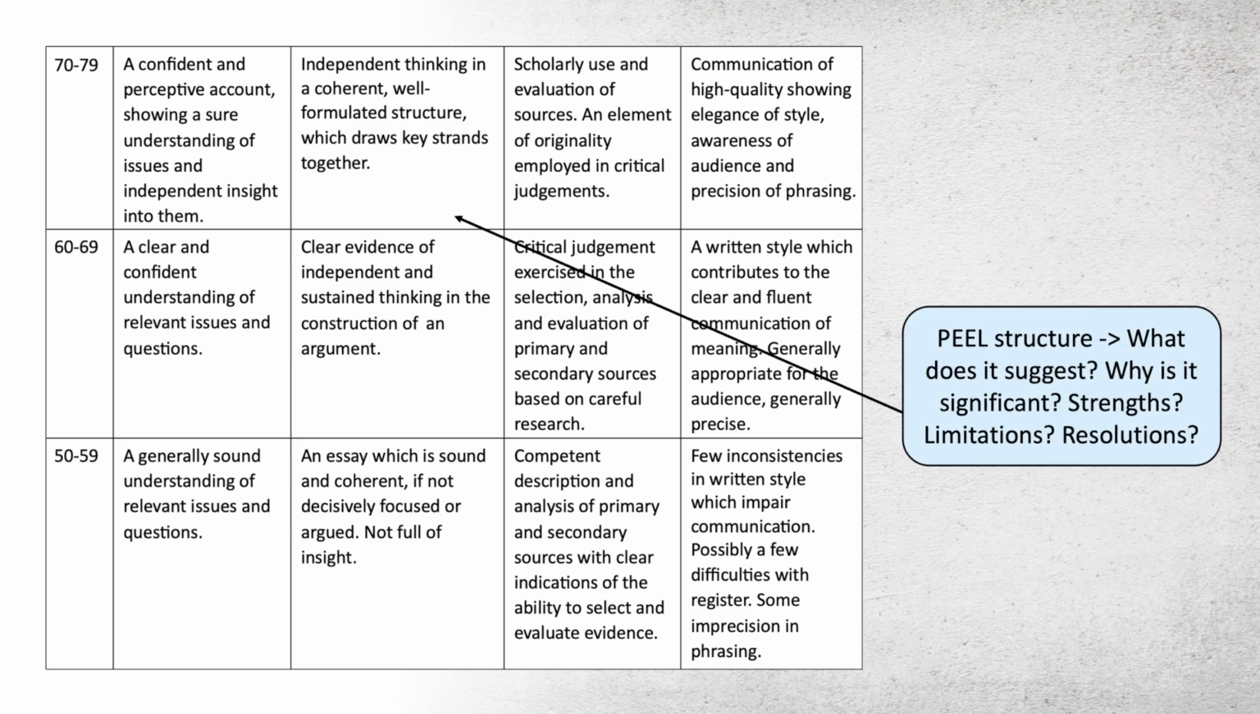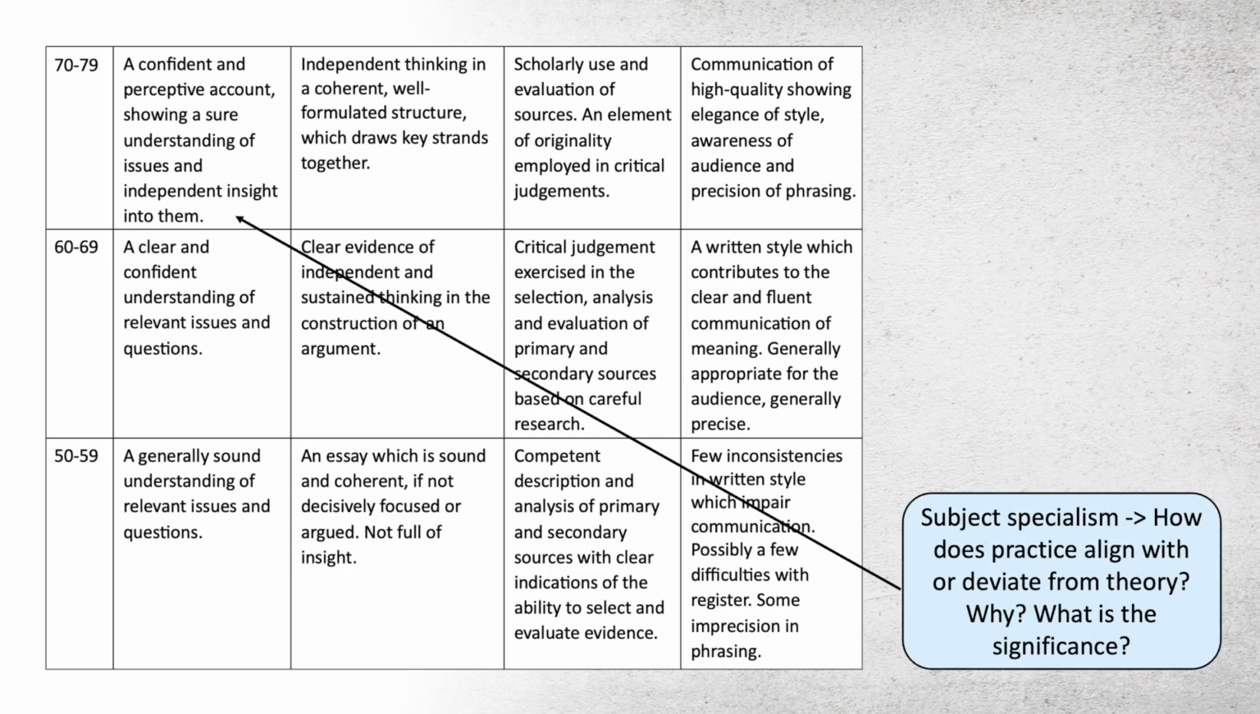The next column is to do with using a PEEL structure to effectively demonstrate independent thinking. For example, what does your literature suggest? Why is that evidence significant? What are the strengths and limitations of the evidence? If there are limitations presented to approaches, are there resolutions presented by the literature as well? And finally, the last column. This is to do with subject specialism. How does practice align with or deviate from theory? Why? And why is that important?